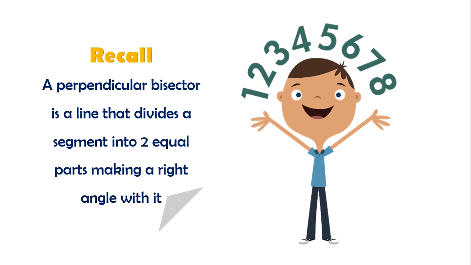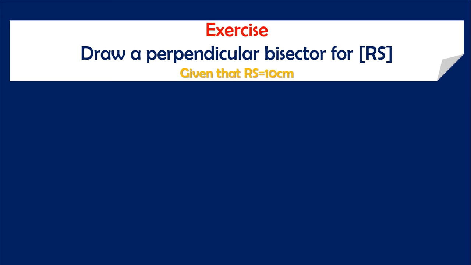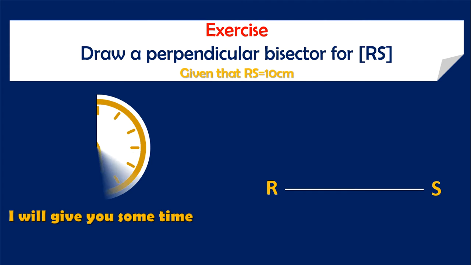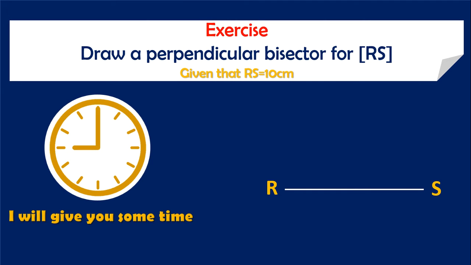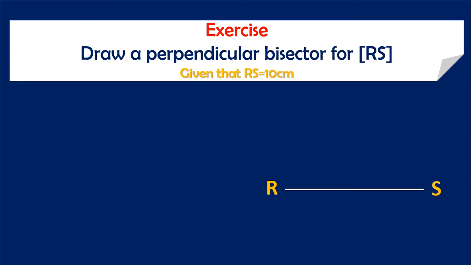Let's recall some information. A perpendicular bisector is a line that divides a segment into two equal parts, making a right angle with it. Let's do an exercise. We have a line segment RS equal to 10 centimeters. We have to draw a perpendicular bisector for RS. I will give you some time so that you can solve it alone. When you finish, you can play the video again. Now let's do it together.